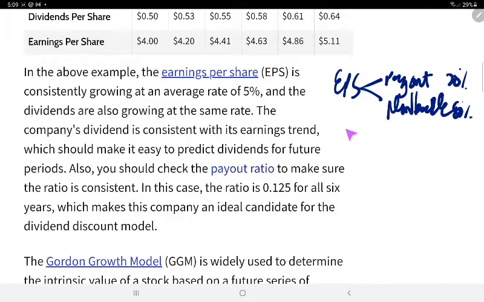And so it mentioned that if we check the payout ratio and it is consistent, then we can use the dividend discount model. Okay?